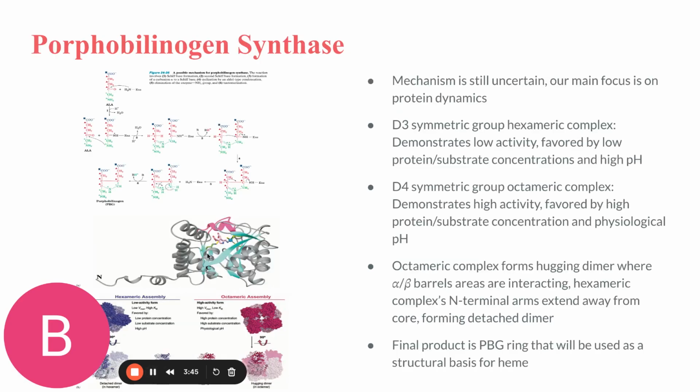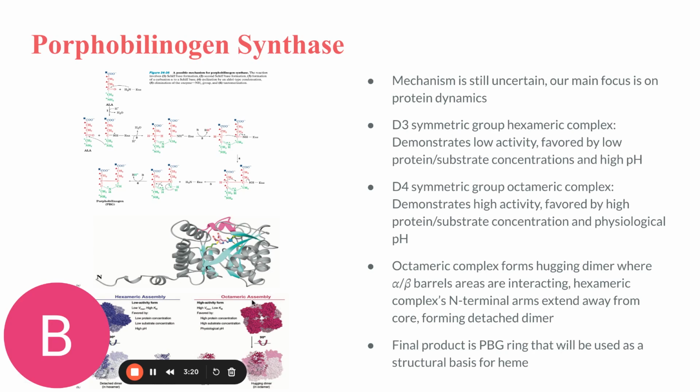The mechanism of porphobilinogen synthase is still somewhat unknown. We don't really have a curved arrow mechanism, but we eventually see the conversion of ALA to this porphobilinogen ring product. Importantly, we have a D3 symmetric hexameric complex, which has low activity, and we also have a D4 symmetric octameric complex with the enzyme, which has high activity and is favored by high protein and substrate concentration and is favored at physiological pH.